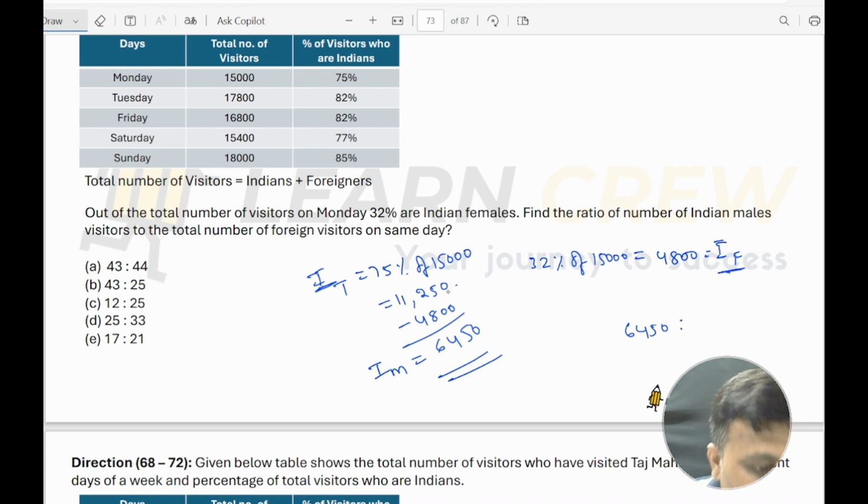If you see here, 11,250 are Indian visitors, which means the remaining 3,750 are foreign visitors. So here the zero cancels. Now 15 times 43 is 645, and 15 times 25 is 375. So 43 is to 25 is the answer.